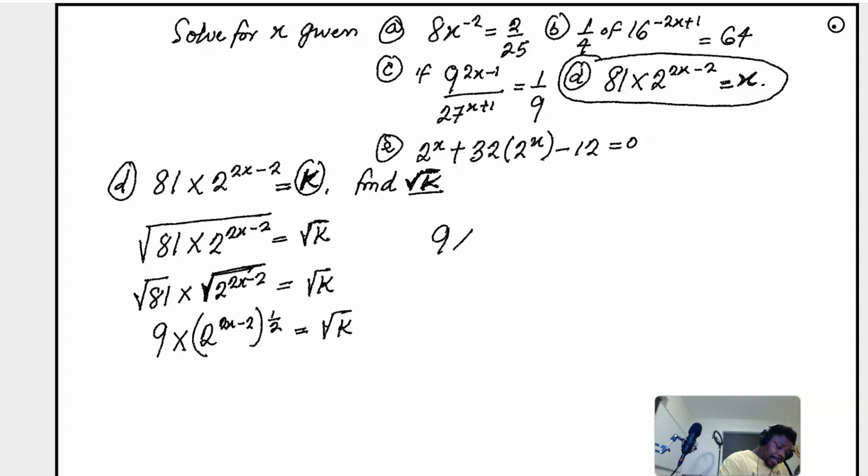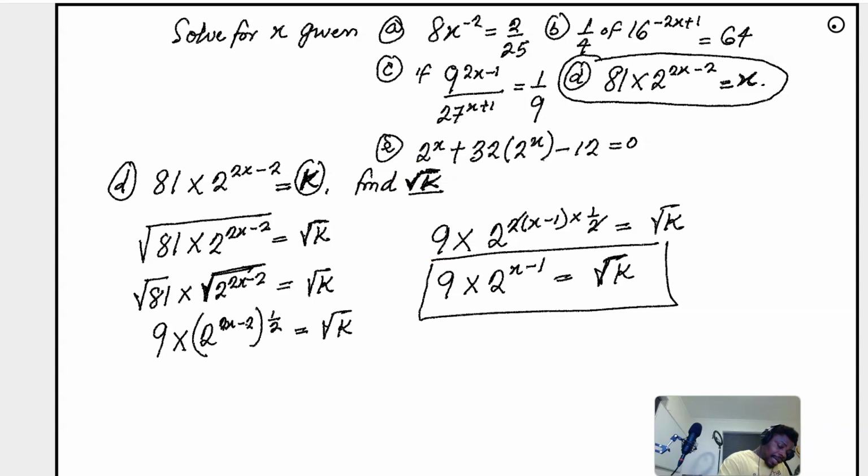So I have 9 times 2 raised power 2x minus 2. I can say 2 bracket x minus 1 because 2 is common. So, and I have times half, and that is square root of k. So these 2 can cancel these 2 here. So this is 9 times 2 raised power x minus 1 is equal to square root of k. And the question says find square root of k. So square root of k is same thing as 9 times 2 raised power x minus 1.